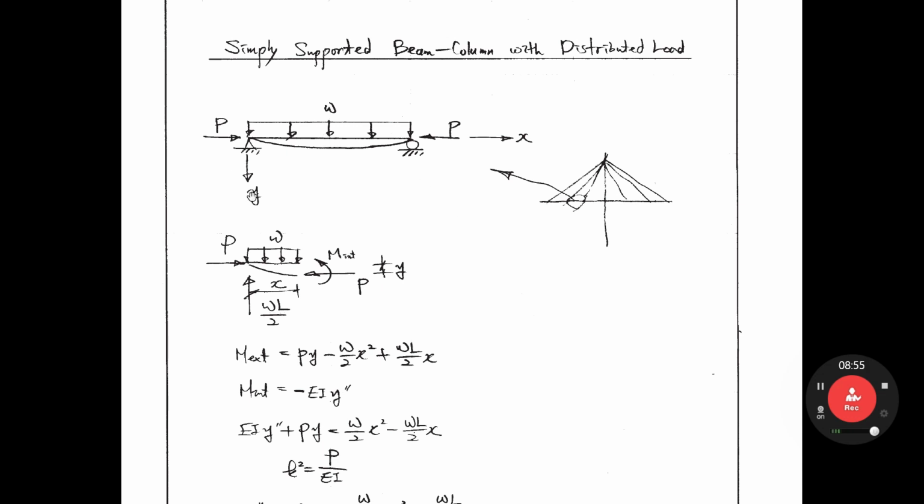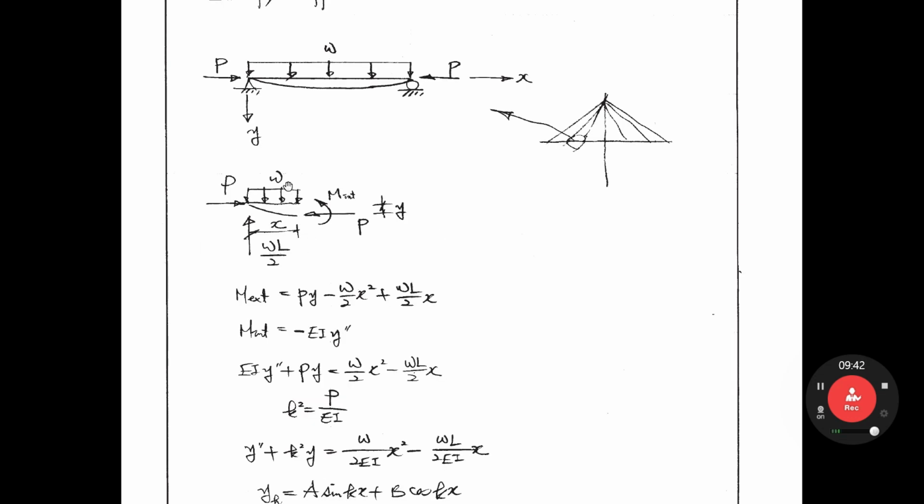Let's take out the free body diagram here. The vertical reaction here is omega L over 2, right? This distance is L. So we think about this deformed shape. P here, this deflection is y. We have internal moment, M internal, like that. If we see this curve, the internal moment direction must be counterclockwise, right?